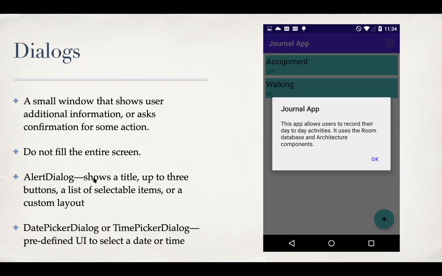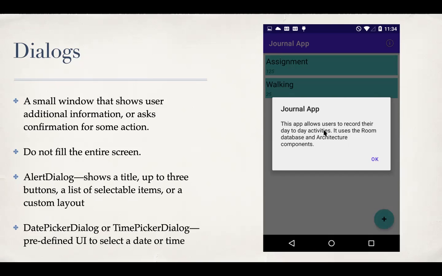And some common inbuilt ones are the alert dialog, which shows a title like this journal app here, then the message, which is the information about this app, and it can have up to 3 buttons. So OK, cancel, maybe. And it can have selectable items like radio buttons you might have seen, or a picker to choose like screen brightness or things like that. Or it can have a custom layout, so you can provide a layout to it as well. And then you have a date picker dialog or a time picker dialog to basically pick date or time from the calendar, etc.